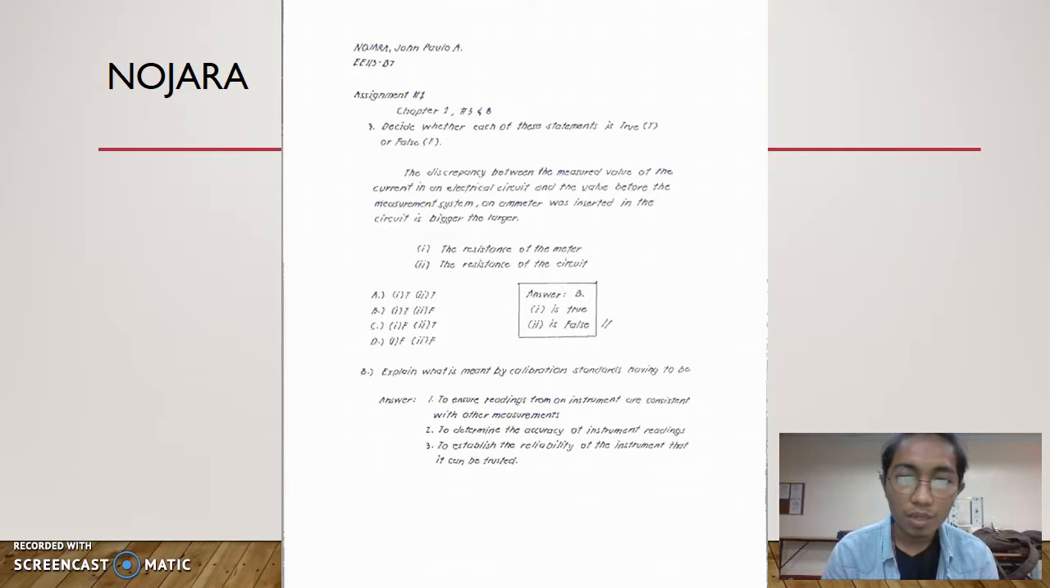Number 8, explain what is meant by calibration standards having to be nationalized. 1. To ensure readings from an instrument are consistent with the other measurements. 2. To determine the accuracy of the instrument readings. 3. To establish the reliability of the instrument that can be trusted.